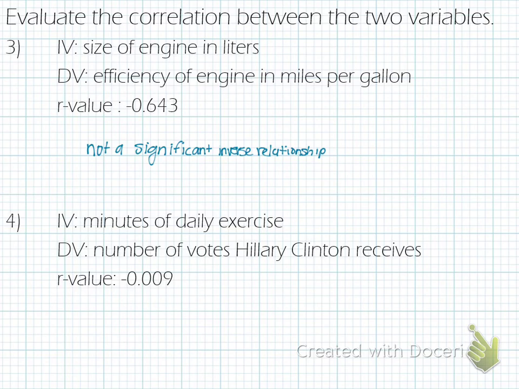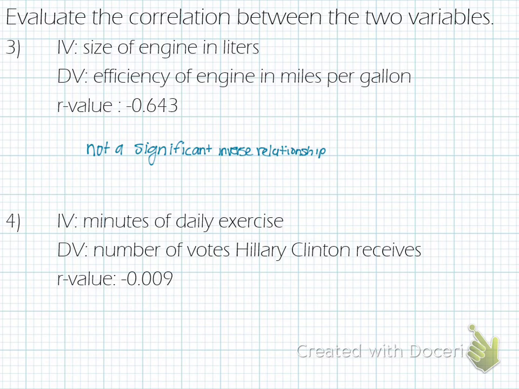Number 4. Again, 15 seconds. You're going to think to yourself. I'm going to read it out loud. Don't talk out loud. Number 4. Independent variable: the minutes of daily exercise. The dependent variable is the number of votes Hillary Clinton receives. So, 15 seconds. What would you write down? Ready? Set. Go. What would you write?